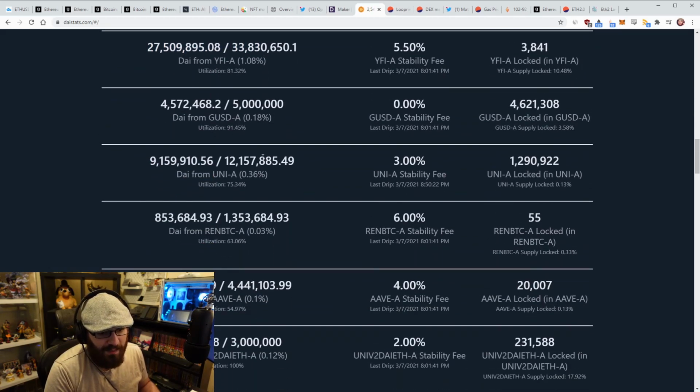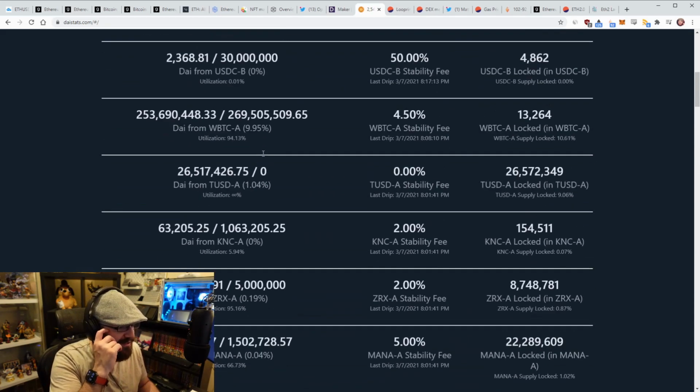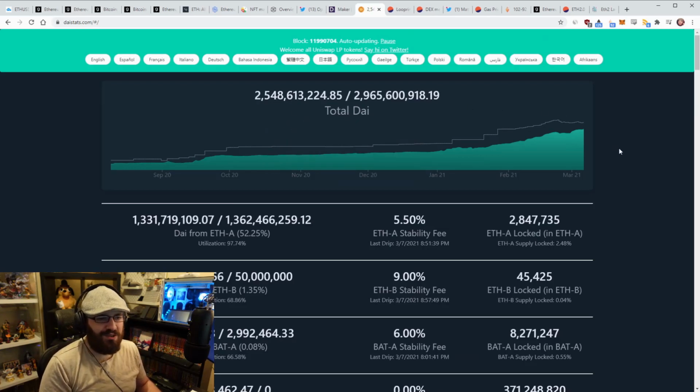Yeah, so Maker is just growing. It's funny because the MKR price is not really doing much, but the Maker platform itself is growing exponentially.